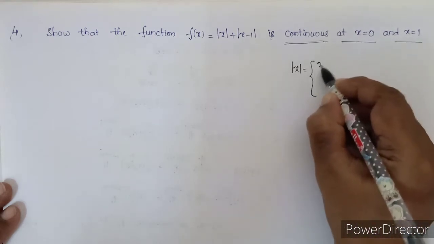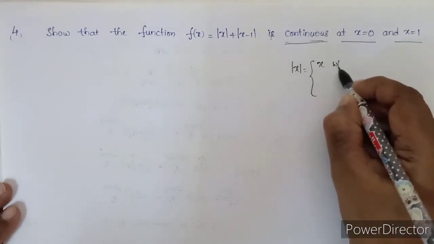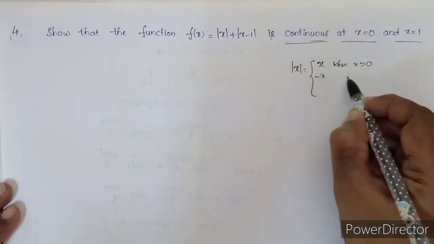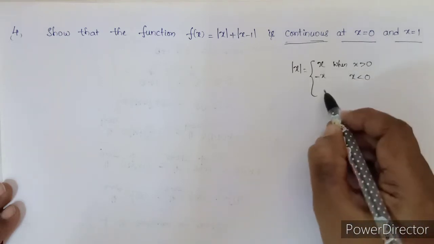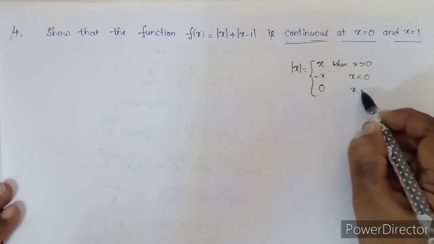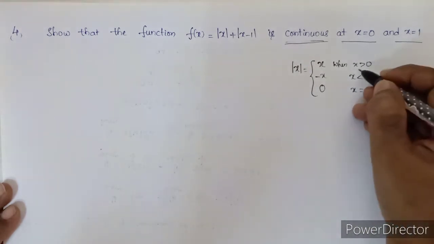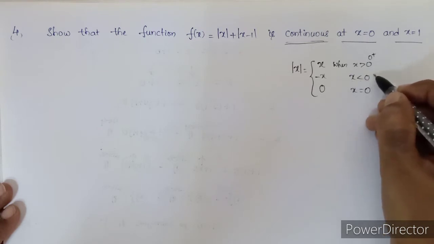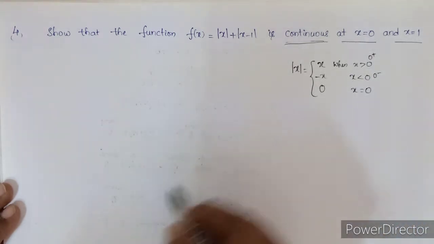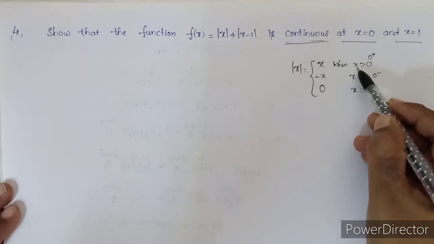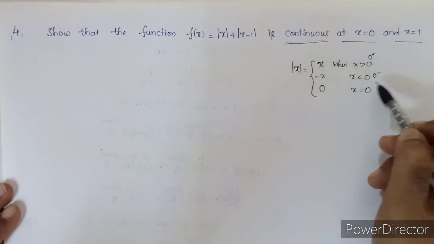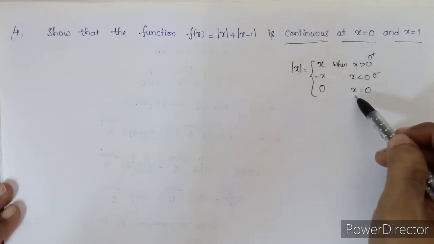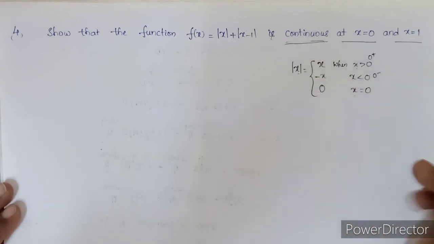Definition of mod x is plus x when x is greater than 0. Mod x equal to minus x when x is less than 0. Mod x equal to 0 when x equal to 0. X greater than 0 means it is 0 plus. X less than 0 means 0 minus. So when x is in the positive neighborhood of 0, we should take mod x as plus x. When x is in the negative neighborhood of 0, we should write mod x as minus x. When x equal to 0, mod x is also equal to 0.